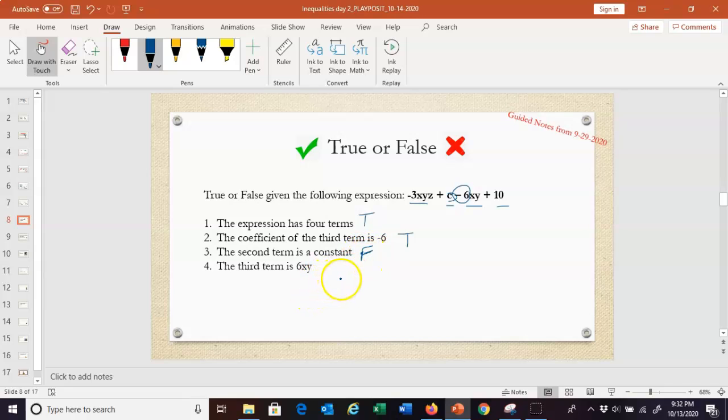And lastly, the third term is 6xy. So be careful, I tried to sort of trick you here. The third term is actually -6xy, so you want to make sure to grab that sign in front.